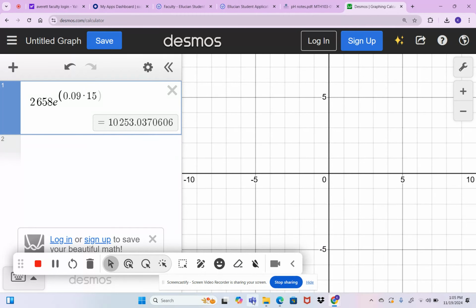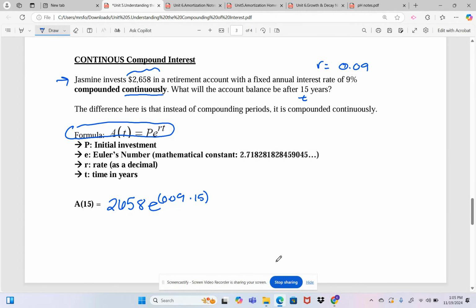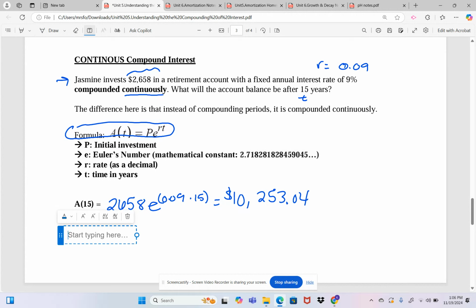So that would be equal to $10,253.04. Our statement could be: after 15 years, Jasmine's account will have $10,253.04.